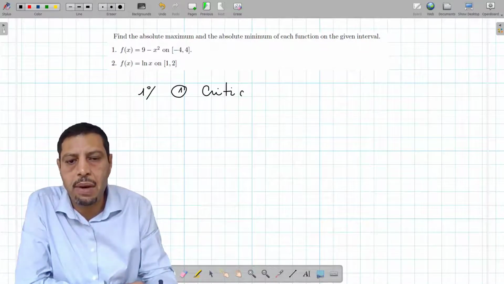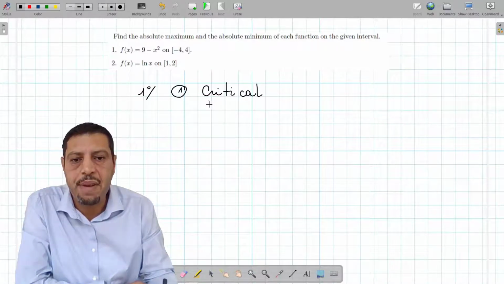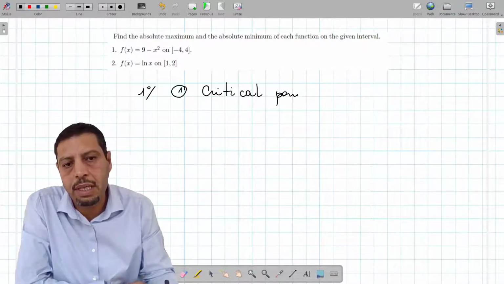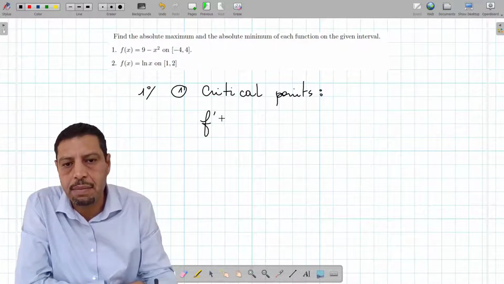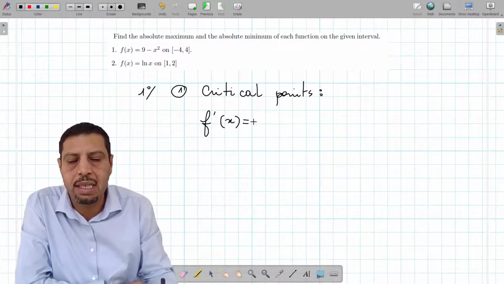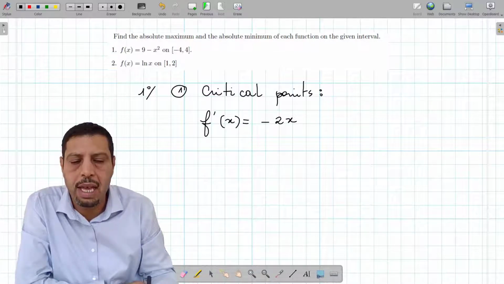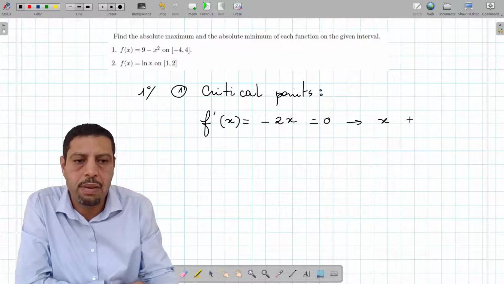And you know that critical points are points in the domain of the function where f prime of x equals 0 or f prime of x is not defined. So the first step is to find f prime of x. The function is 9 minus x squared. Its derivative is negative 2x. Okay? Let's set it to 0, which means x equals 0.